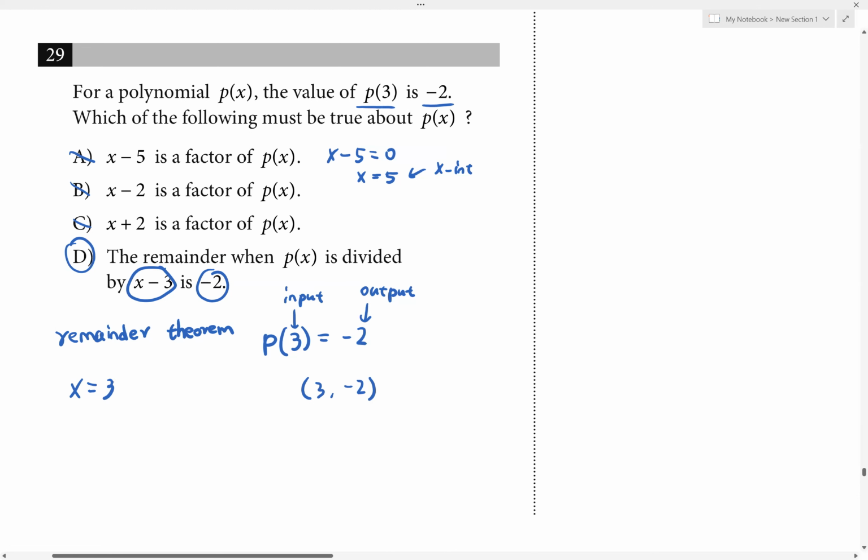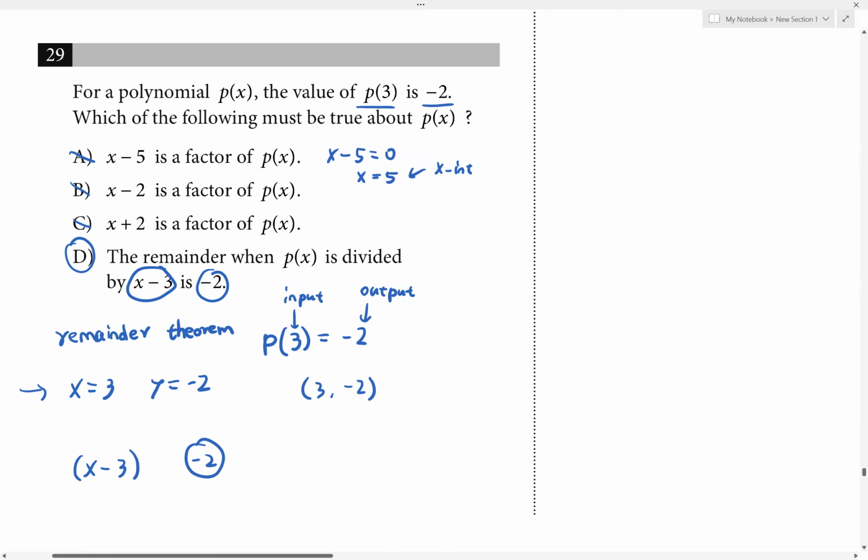So we plug in x equals 3. Since the remainder is -2, y should equal -2, which matches what we said earlier. So p of 3 should equal -2. The remainder theorem is the same as saying x equals 3, y equals -2. It's just a different way of saying it. When we divide by the factor x minus 3, the remainder is -2. So whatever the remainder is, that will be the output.